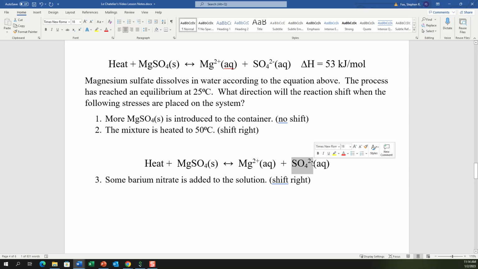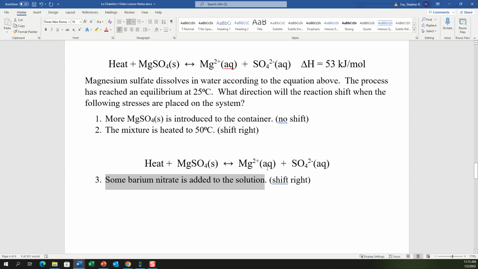Barium sulfate is very insoluble. So adding barium nitrate to this solution, barium sulfate is going to precipitate. So sulfate is going to precipitate out of solution. So you're removing sulfate from solution, so the reaction shifts to the right to replace the sulfate that you're removing. Adding some barium nitrate is the same thing as, hey, I removed some sulfate, right?